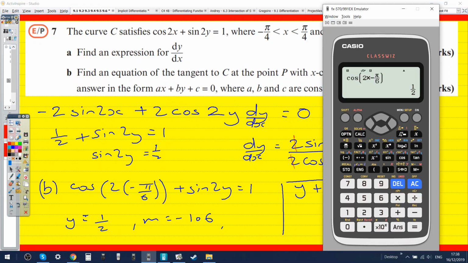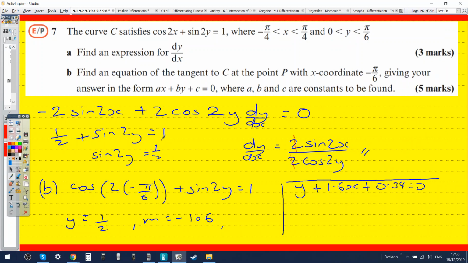Okay. 2y is equal to pi over 6, so y is equal to pi over 12. So y equals pi over 12. I think so. Pi over 6 is 2y.